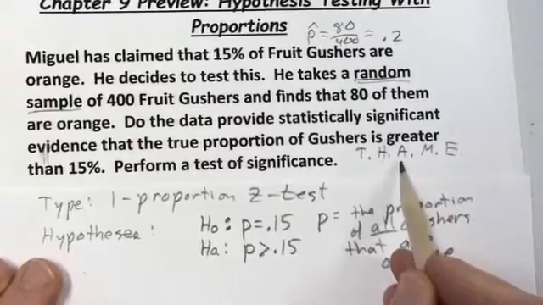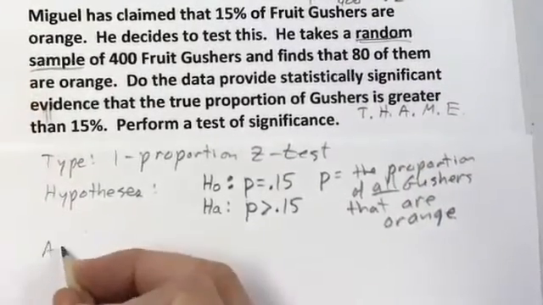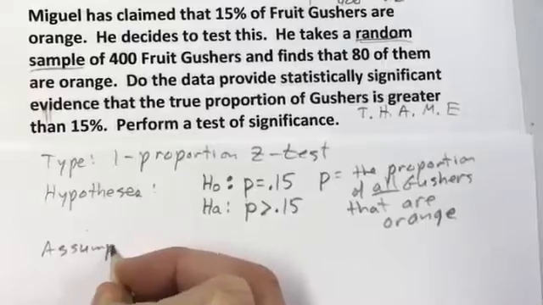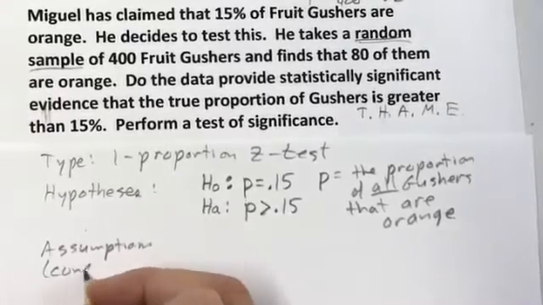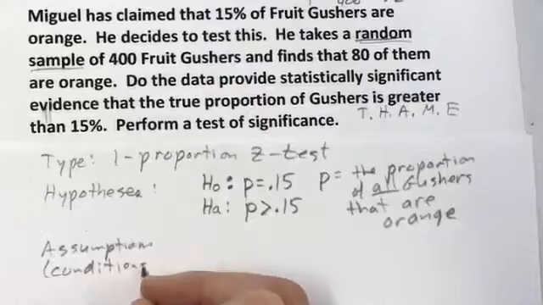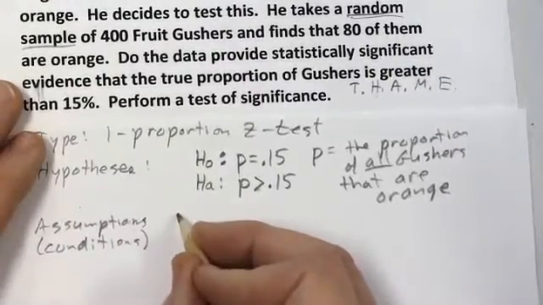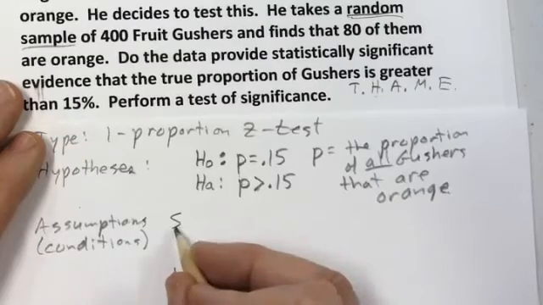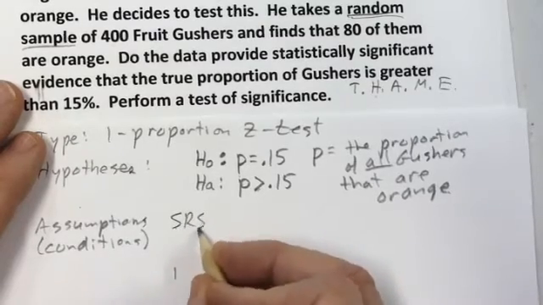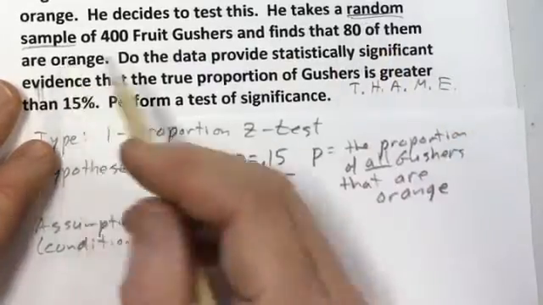Now the A, the assumptions, is basically the same thing as last chapter. In other words, our assumptions, otherwise known as our conditions, we're going to SIN again. Same thing as last chapter, pretty much. So we are going to SIN, S-I-N. The S stands for SRS, or random. And in this case, you notice it says random sample up there.